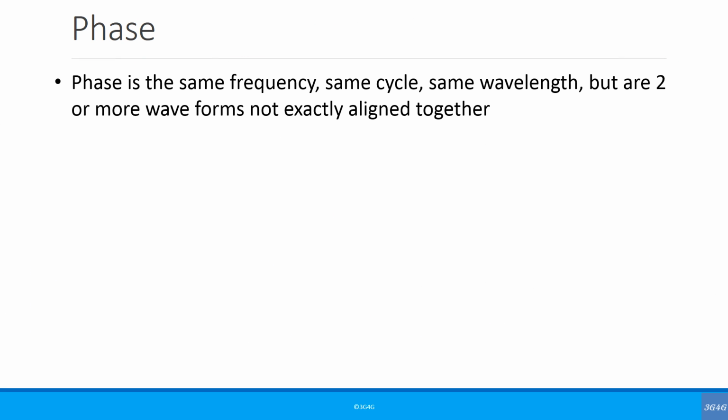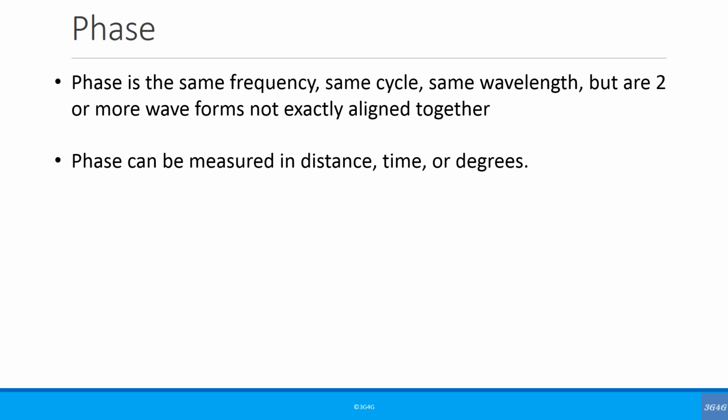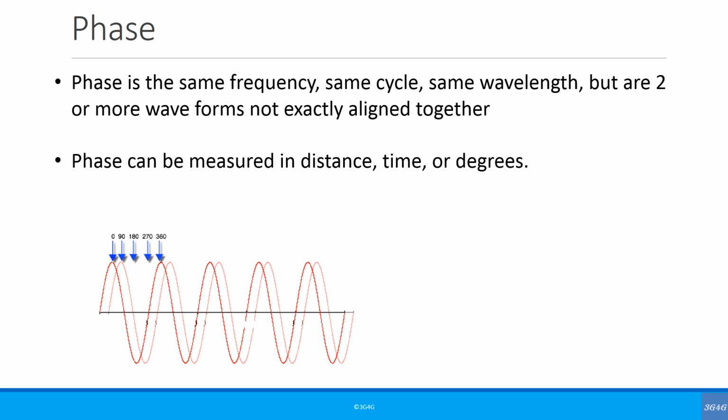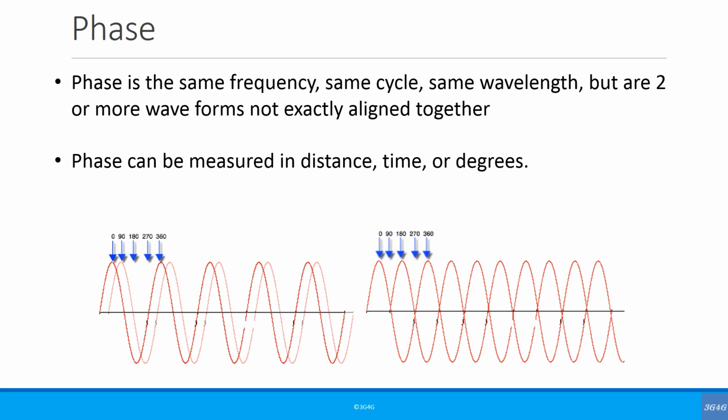Phase is when you have the same frequency, same cycle, same wavelength, but two or more waveforms are not exactly aligned together. So phase can be measured in distance, time, or degrees. If you look at this, there are two waves here, but the second wave is 90 degrees offset from the first one. So basically we will say it's 90 degrees out of phase from the first one. Similarly, in this one, the two waves are 180 degrees out of phase from each other.